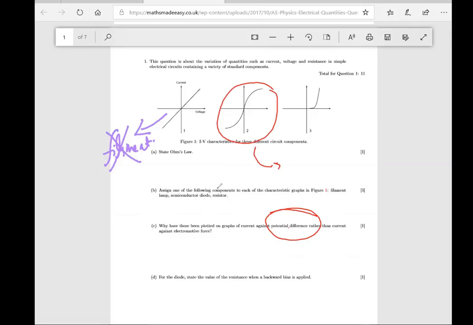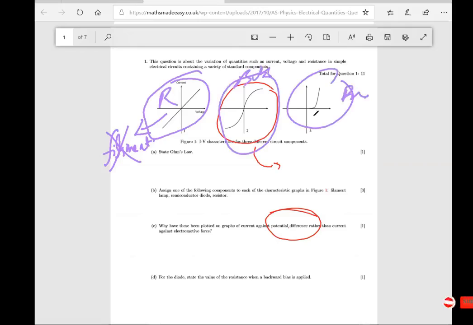Why are you bringing this graph into this question? They are asking why we have plotted the graph of current against potential difference. Yes, current against potential difference. These are the components. This is R, this is the bulb, this is the diode.